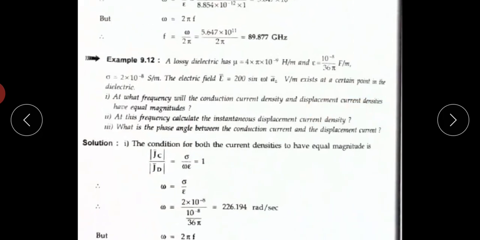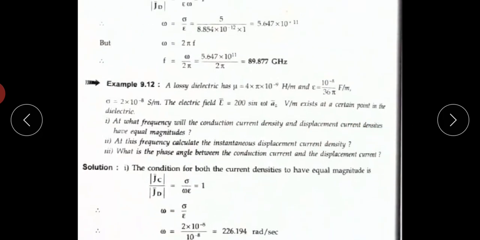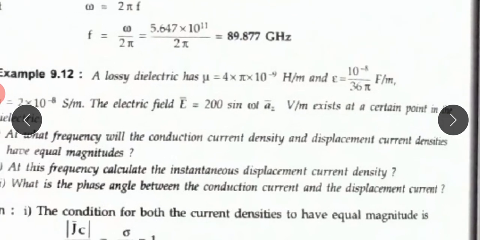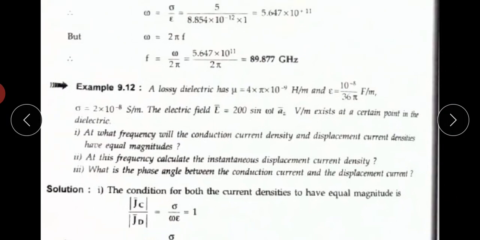Okay, next problem. A lossy dielectric has mu equals 4 pi 10 to the power of minus 9 henries per meter and epsilon equals 10 to the power of minus 8 by 36 pi farads per meter. Sigma equals 2 into 10 to the power of minus 8 siemens per meter. The electric field E bar equals 200 sin omega t A Z bar volts per meter exists at a certain point in the dielectric.